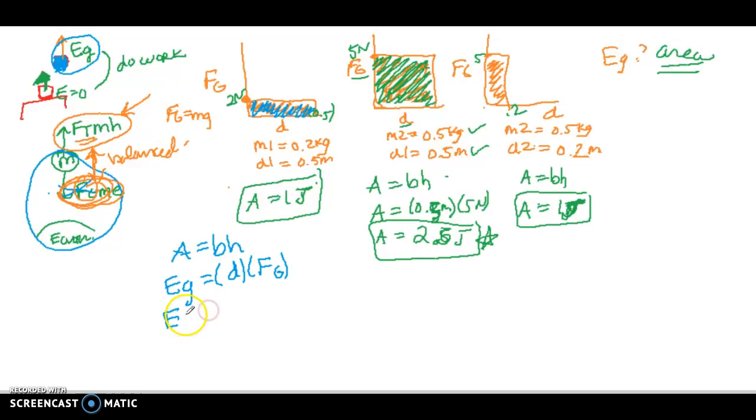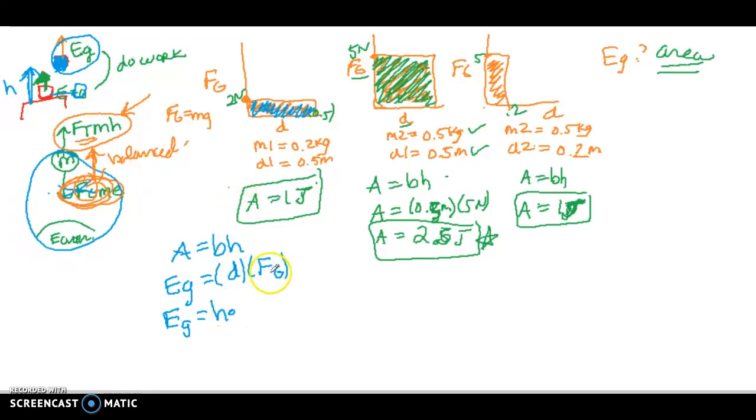We usually write this, instead of distance, in this case, if it's EG, it always has to be vertical, right? Because if I slide it sideways, it didn't get any EG. It has to actually raise up. So we usually call that height, okay? Although distance isn't wrong, it's just the way we usually call it.